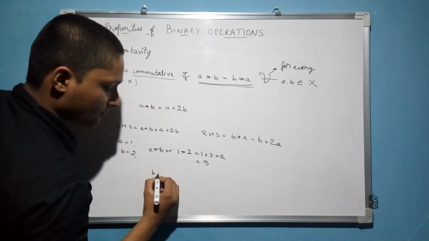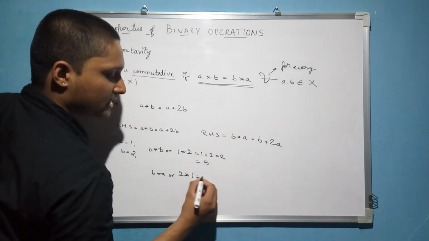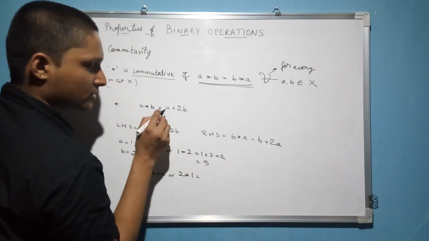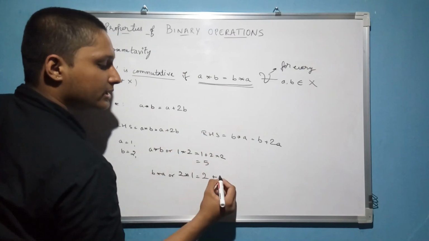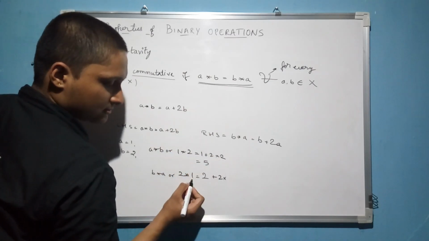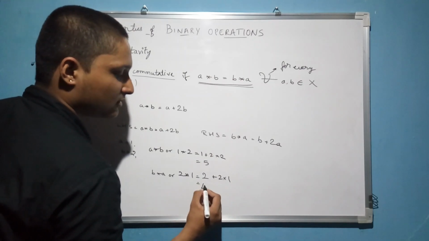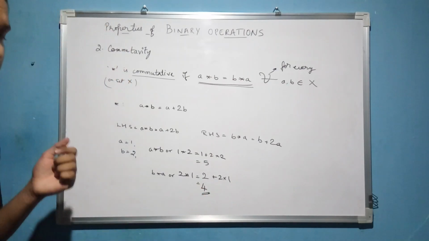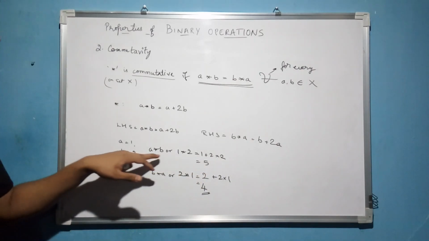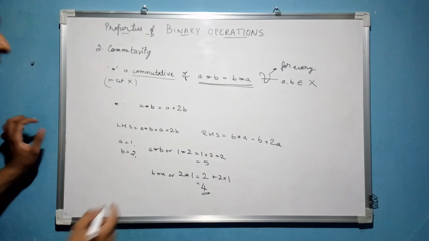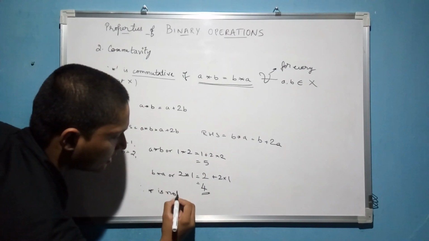Then what is B star A? B star A or 2 star 1, 2 is first, right? So the first number is coming as A here, that comes 2 plus 2 into B, B is 1, right? It becomes 2 plus 2, that is 4. So from this example you can just say that 5 is not equal to 4. So A star B is not equal to B star A. Hence, therefore, star is not commutative in this case.